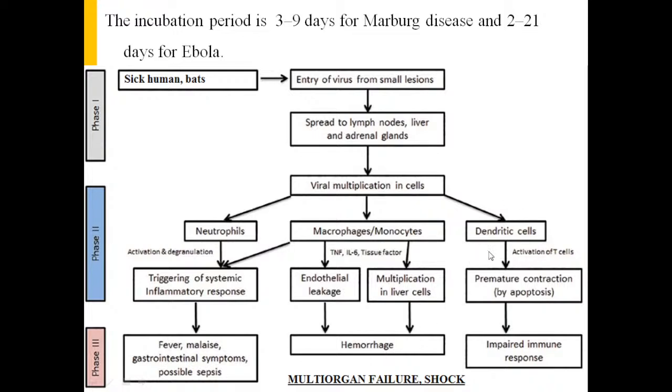Dendritic cells, as the macrophages too, their main function, I hope you remember, is presentation of antigen to T cells and activation of T cells. But this virus affects dendritic cells. It causes premature death by apoptosis, and it leads to impaired immune response. Immune response is not possible. T cells are not activated. All these mechanisms cause multi-organ failure and shock.